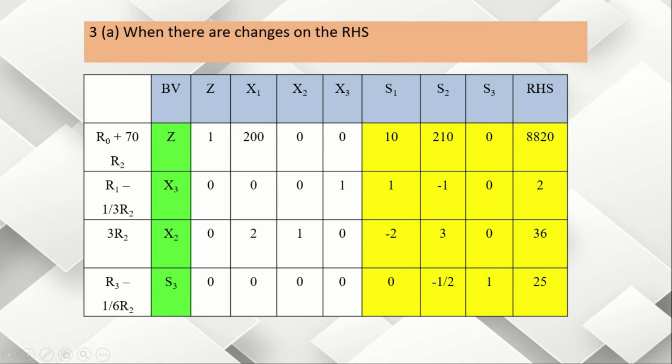I will explain about question 3a, which is the changes on the right hand side. Okay, first, what need to do? The first step is need to find the optimal table to find the dual price and flexibility range. From this table, we can know the value of Z, which is RM 8,820, and the slack value for S1, S2, and S3 to find the flexibility range.